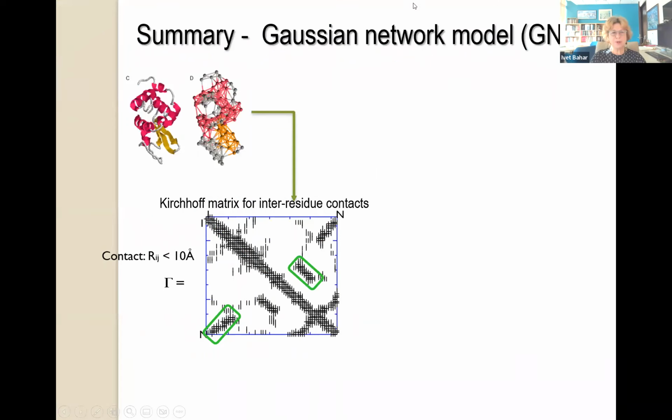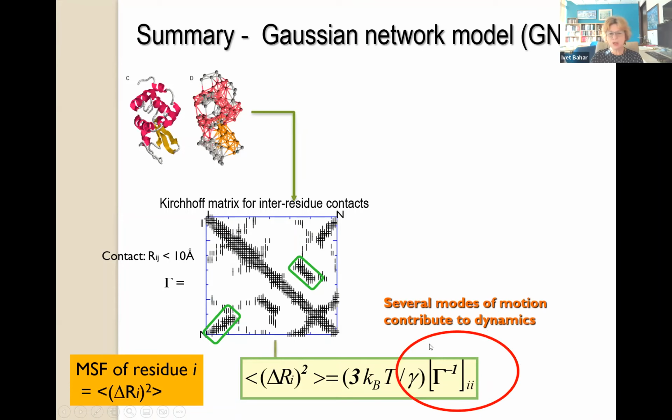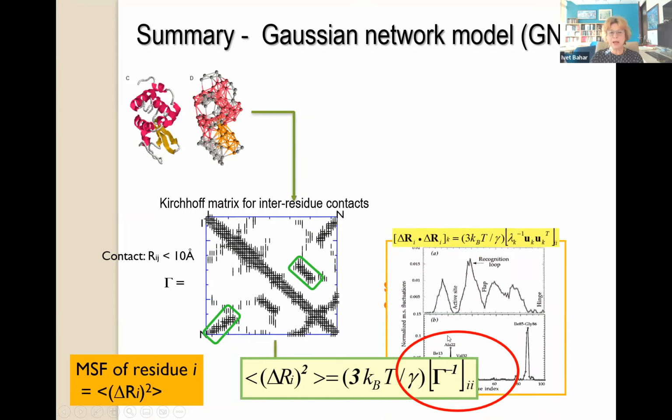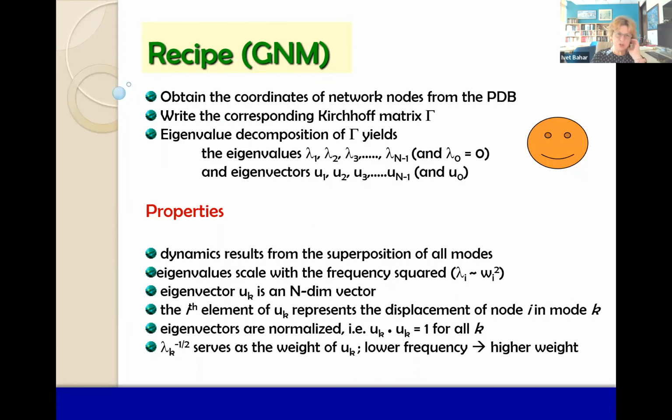And so in summary, whenever you have a given structure or a structural model, we turn it into a network model and evaluate the connectivity matrix or Kirchhoff matrix. Then from here, you can calculate the mean square fluctuation of residues or their cross correlations through the inverse of the gamma. And then you can dissect the overall dynamics into the contributions of individual modes. Usually the lowest frequency modes are going to give you information on functional properties, and the highest frequency modes are going to give you information on residues important for stability. So this is a simple recipe for you.